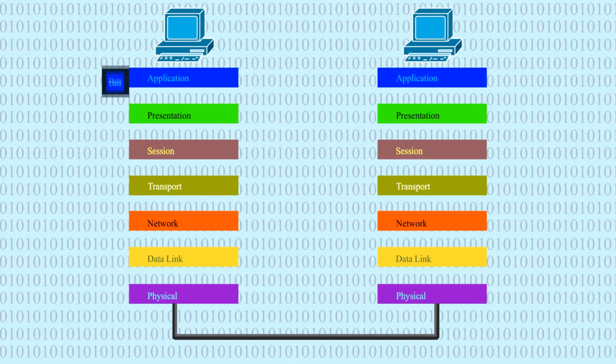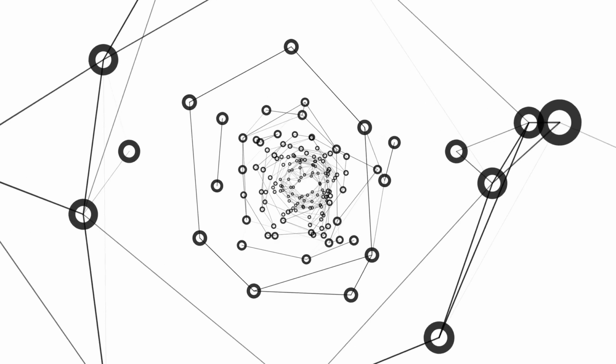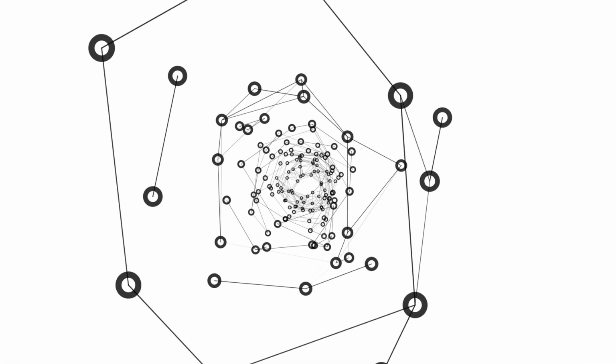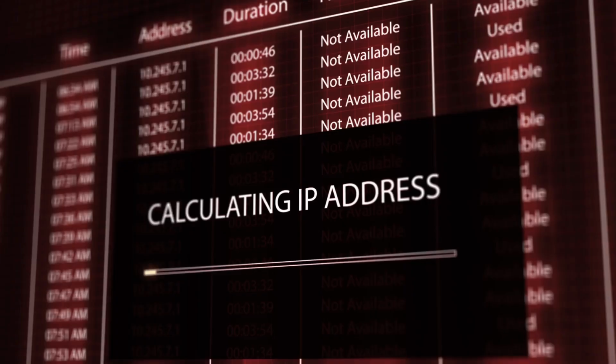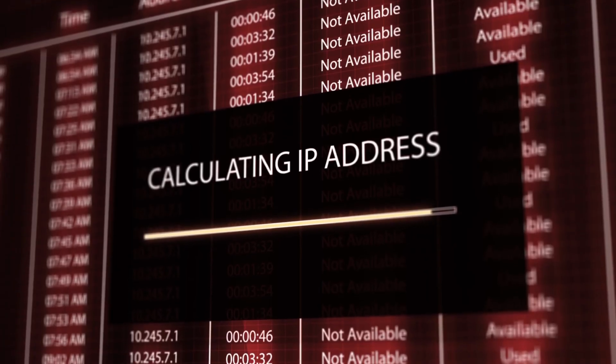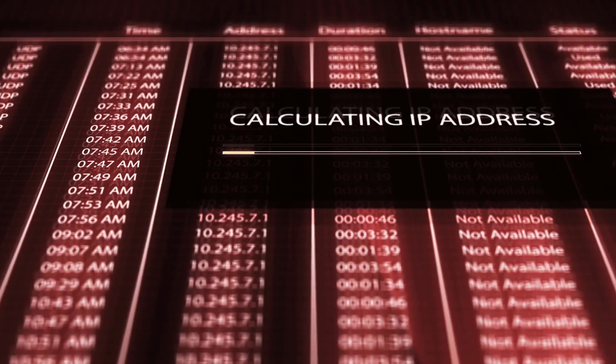Today we're conquering subnetting, the CCNA topic that scares everyone. But here's the secret. It's just dividing big networks into smaller, manageable pieces, like splitting a house into rooms. Every IP address has two parts, network portion and host portion. Subnetting changes this split.